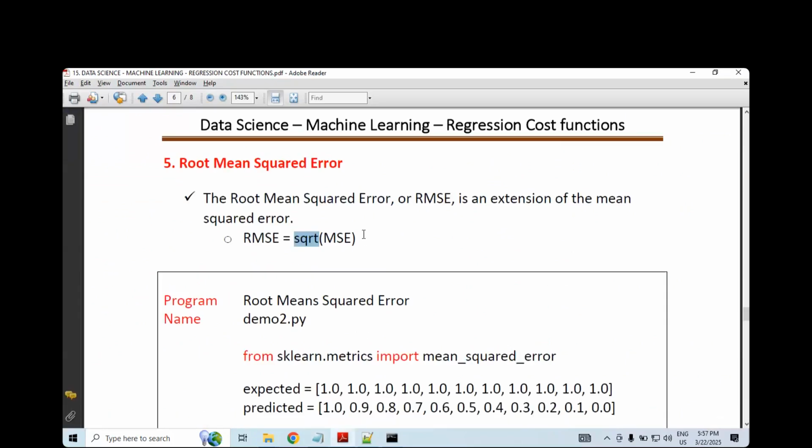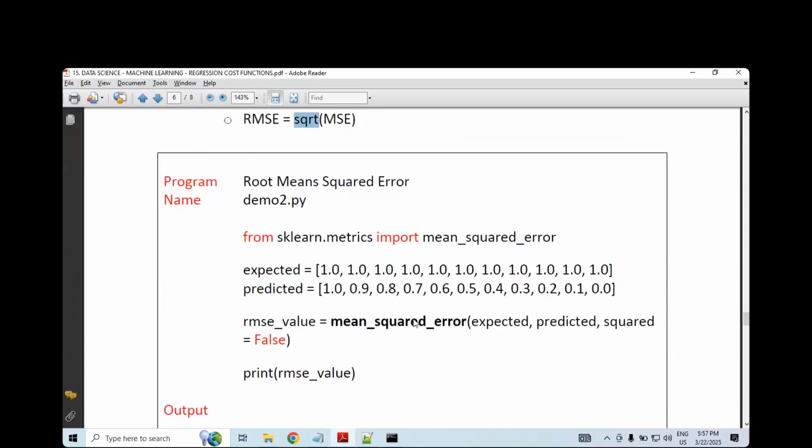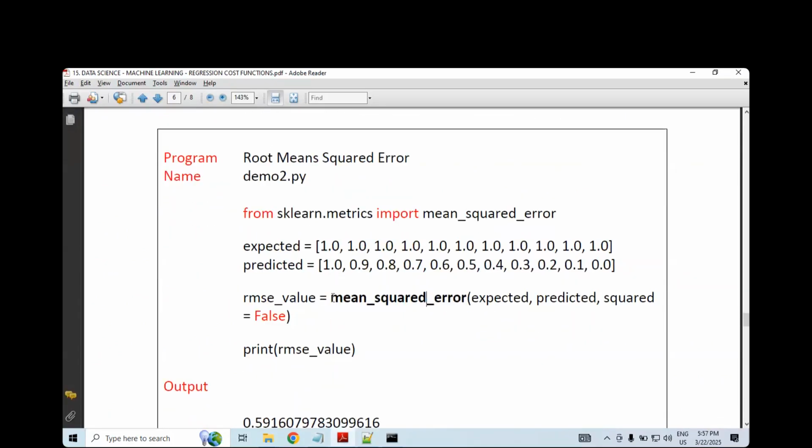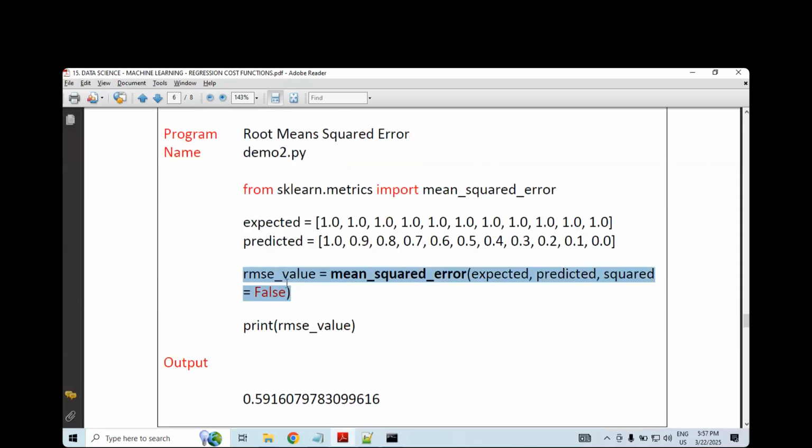Now let me tell you, in our example I have provided one example, mean squared error. A kind of expected value, predicted value. Squared equals to false, you can apply. In the old documentation, this example is valid, but nowadays they have changed the function. I just need to update that.